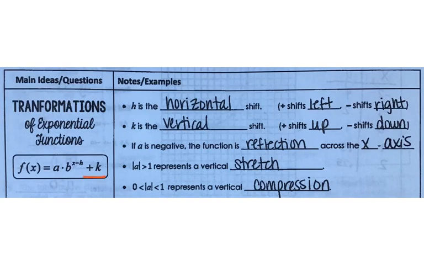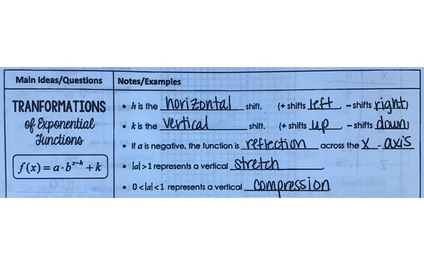Now K, still your vertical shift. So if something is plus or minus here at the end, that means it's going to shift it up or down. It follows the sign. So a plus is going to shift it up however many units K is, and minus is going to shift it down.